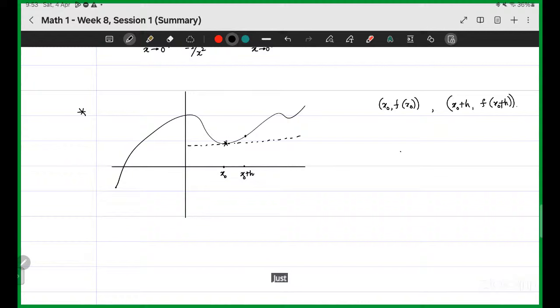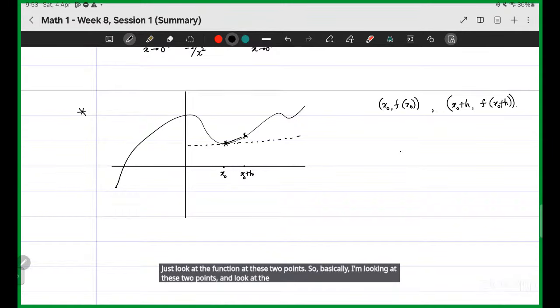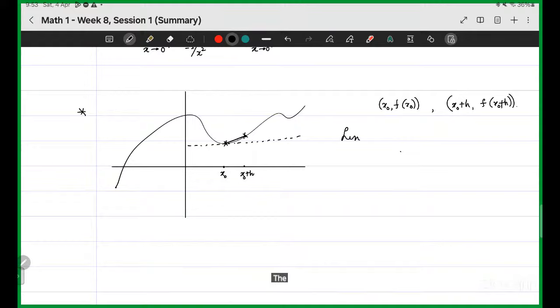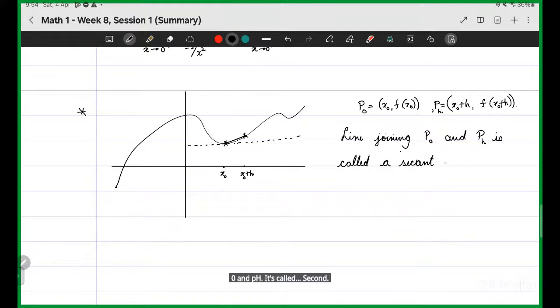Just look at the function at these 2 points. So basically, I'm looking at these 2 points and the line joining them. The line joining, let me call these points P0 and PH, is called a secant at x.